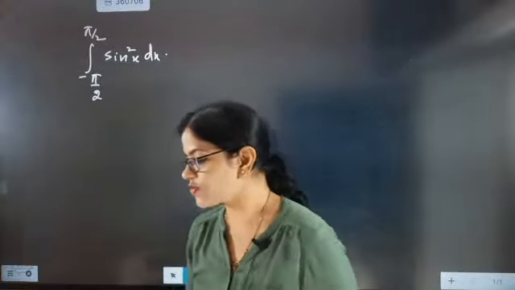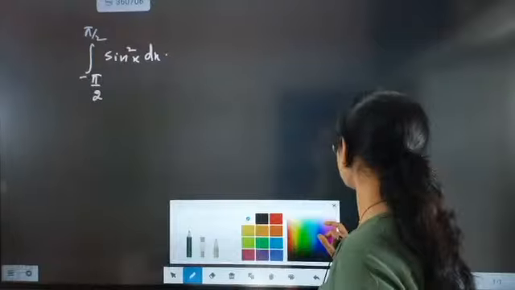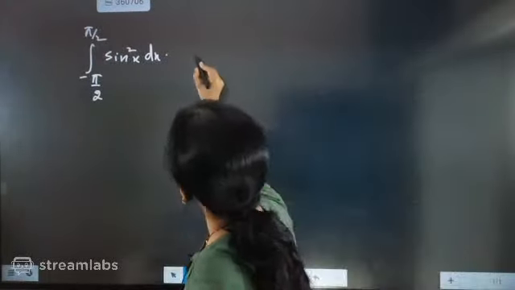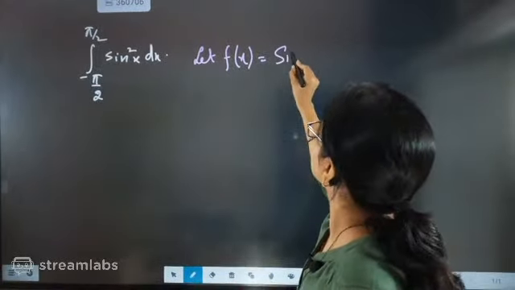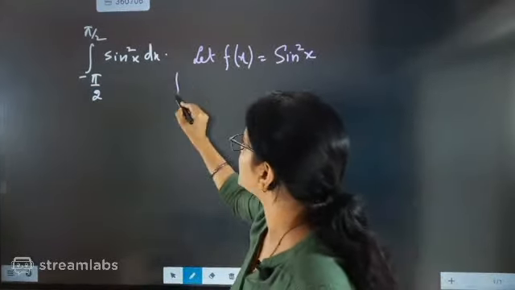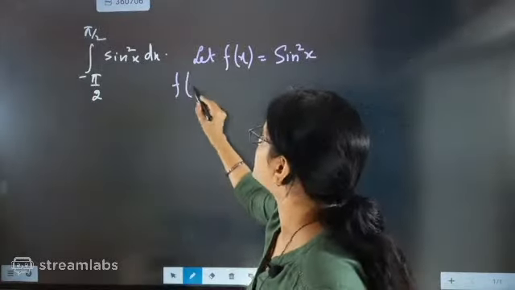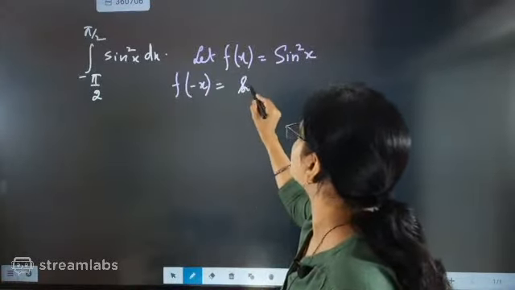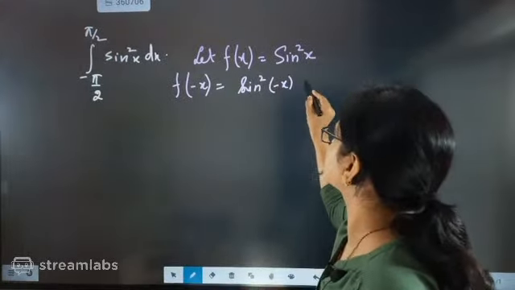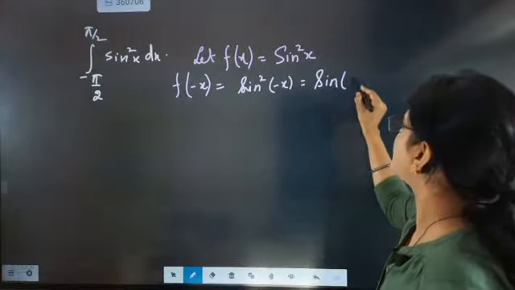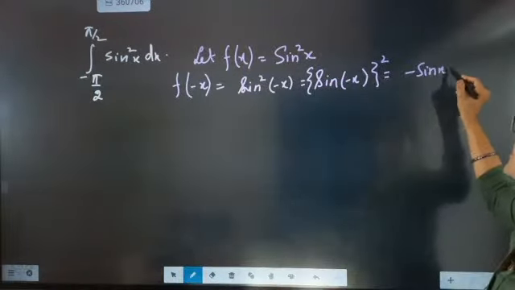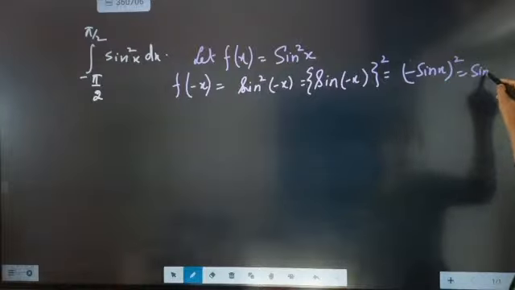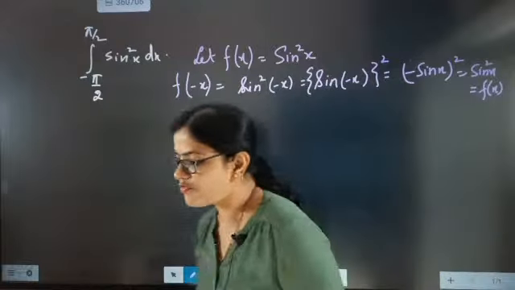Any answer? Can I solve this question? So first we are going to take f of x equal to sine square x. Then we have to check whether it is an odd function or an even function. So we write f of minus x equal to sine square of minus x, that is, sine of minus x whole square. It is going to come as minus sine x, but since the square is there, it will become sine x squared, that is nothing but f of x. So hence f of x is an even function.